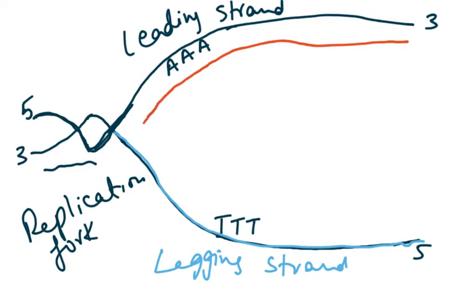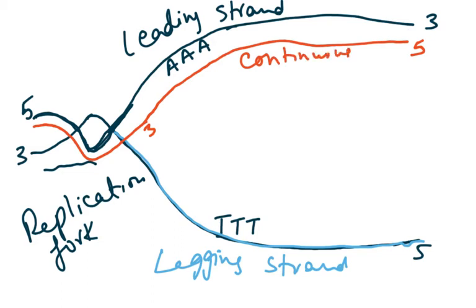So it's a continuous process, and this would be the 5 end and this would be the 3 end. And this will continue like this. So this is the leading strand which is copied, and this is a continuous copying.